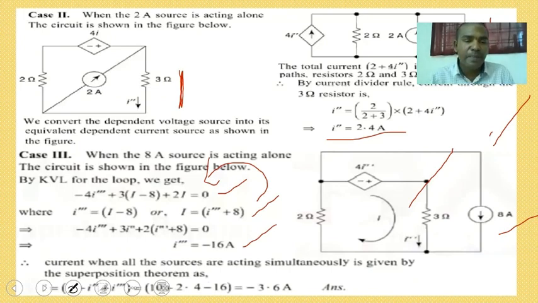If you substitute this in the above equation, finally you can get I triple dash is equal to minus 16 amperes. So according to superposition theorem, the net current must be equal to the algebraic sum of the currents when one source is acting at a time. So finally 10 minus 2.4 minus 16, so you are getting minus 8.4 amperes. So this is the example for superposition theorem.